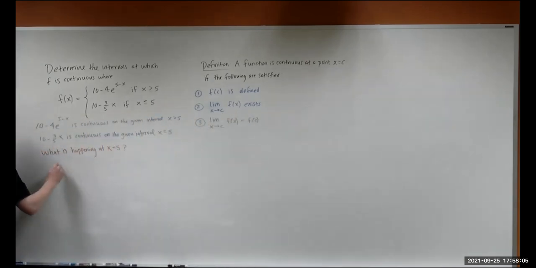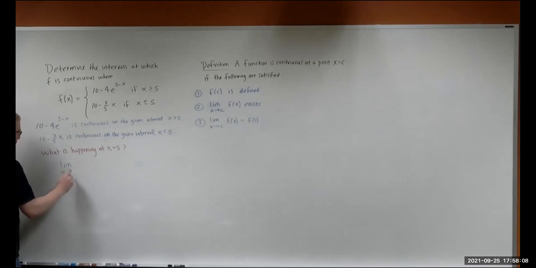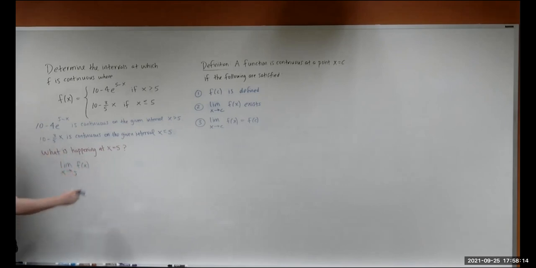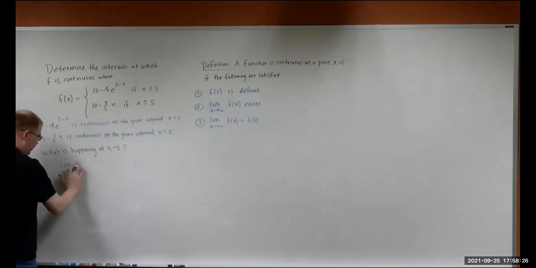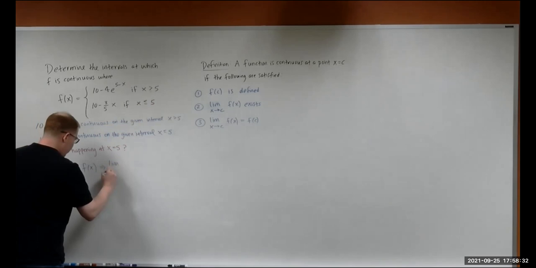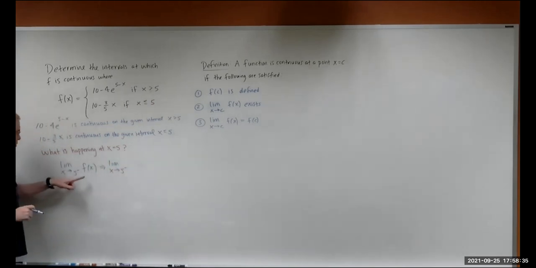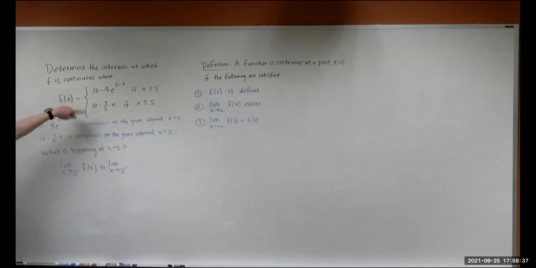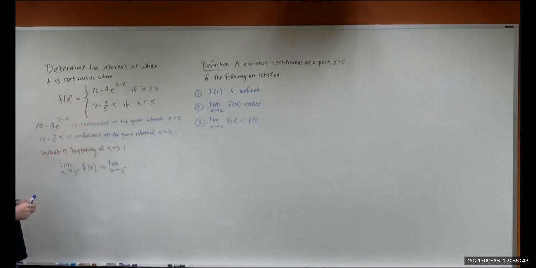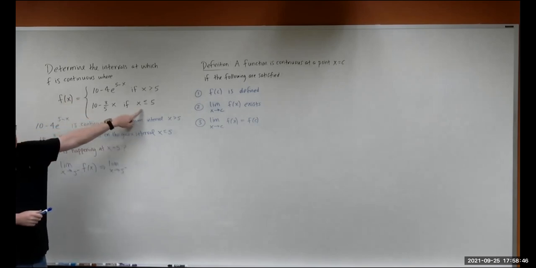Okay, so we're going to take the limit first. We'll say the limit of our function as x approaches 5. And because of the way it's set up here, we need to look at the left and right-hand limits. So the first one is what happens as x approaches 5 from the left. So which piece is it? Well, it turns out it's going to be this piece, because as x approaches 5 from the left, we're on this part.